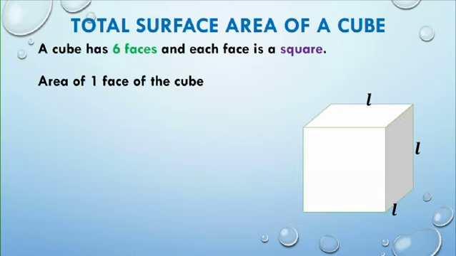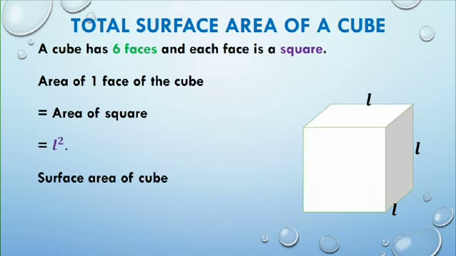So area of one face of the cube will be in fact the area of a square, and you have learned in previous grade that area of square is length times length, that is L square. Now the surface area or the total surface area of a cube will be the area of the 6 faces, that is 6L square.